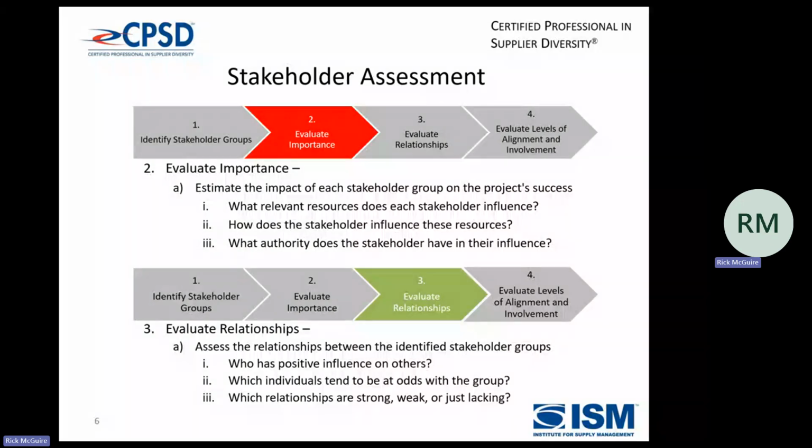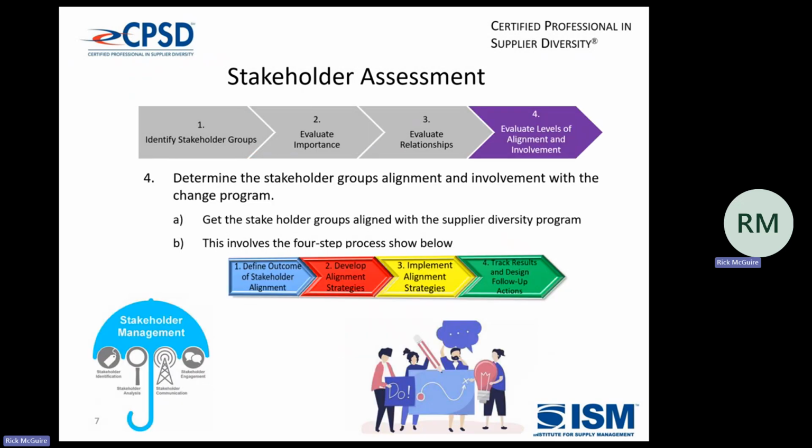So step 3, evaluate the relationships of the stakeholder groups to the supplier diversity program. Assess the relationship between the identified stakeholder groups. So you're looking at the stakeholder groups amongst each of them and how they work with each other and how they view the supplier diversity program. So assess the relationships. Who has positive influence on others? Which individuals tend to be at odds with the group? Which relationships are strong, weak, or just lacking? That's step 3. Evaluate the relationships.